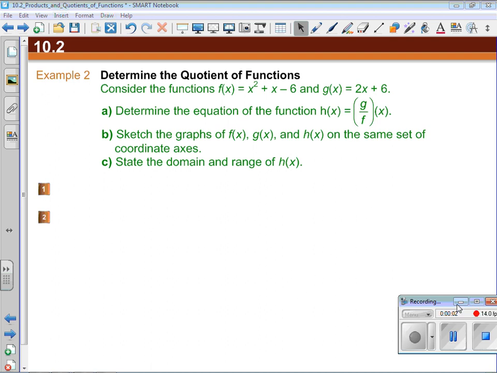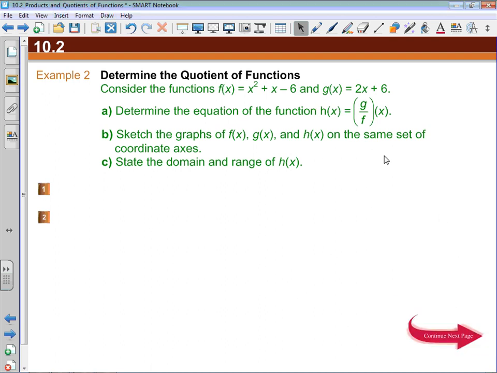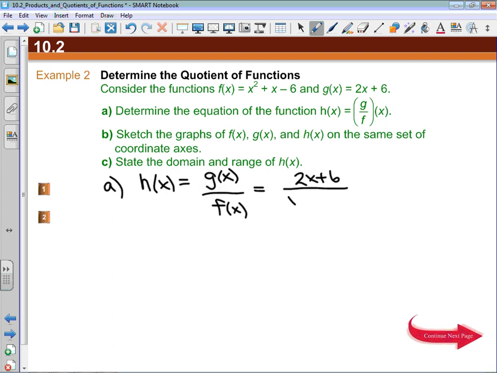Example 2 in 10.2 just introduces a little more complexity with the type of function this has. So right away, let's rewrite h of x and then determine what it is. For part A here, I'm going to say that h of x is the function g of x divided by the function f of x, and then I'll actually put those functions in. So g of x is 2x plus 6, and f of x is x squared plus x minus 6.